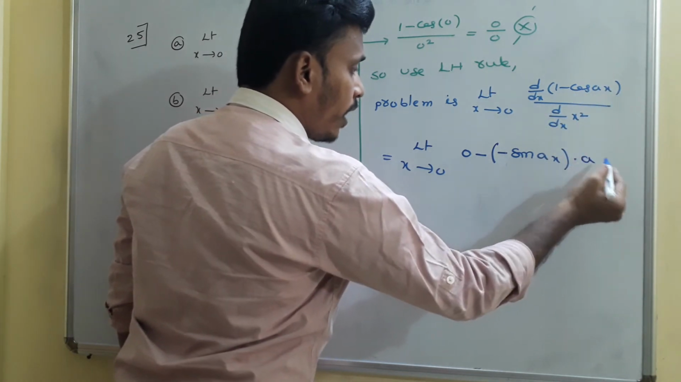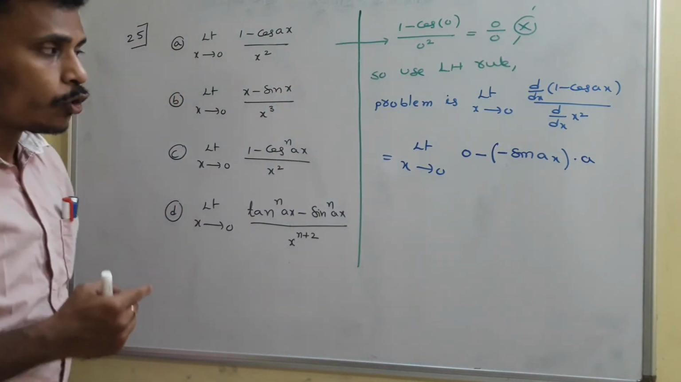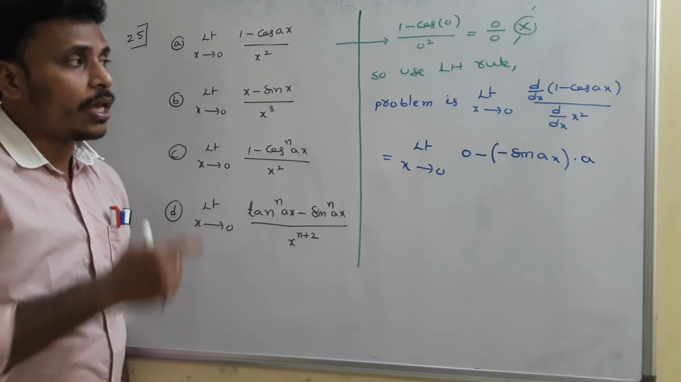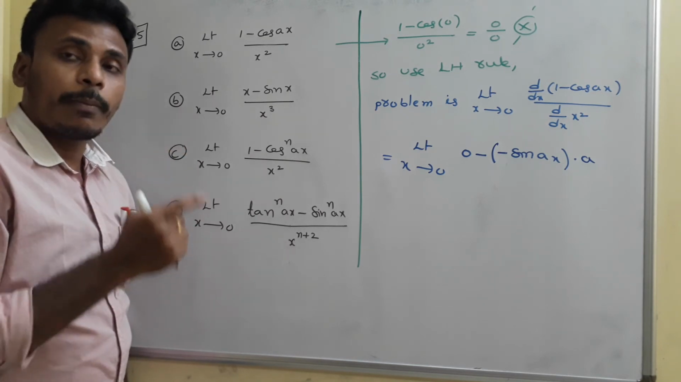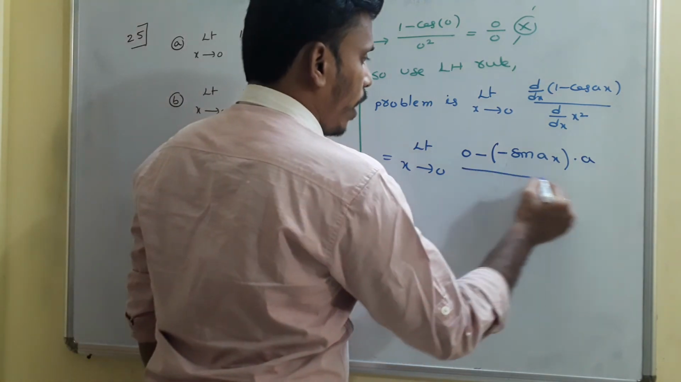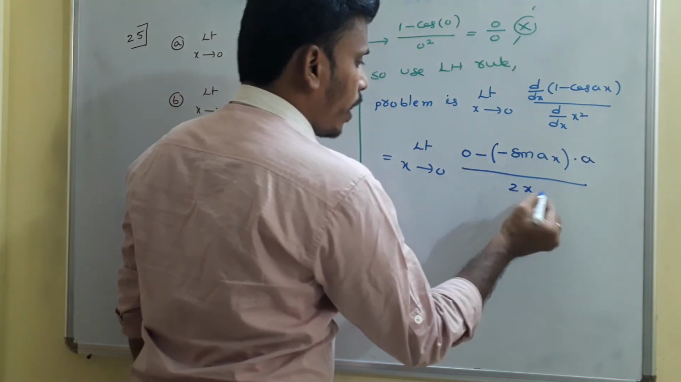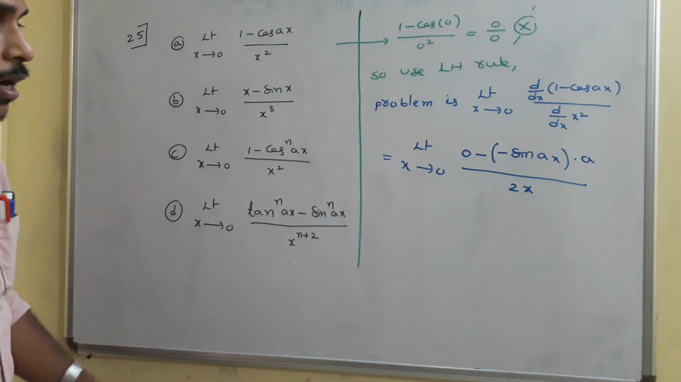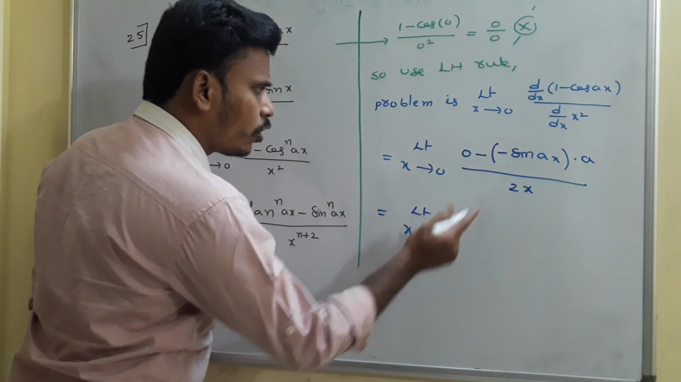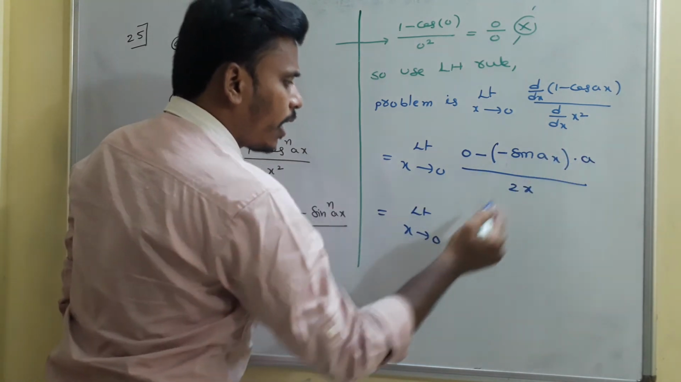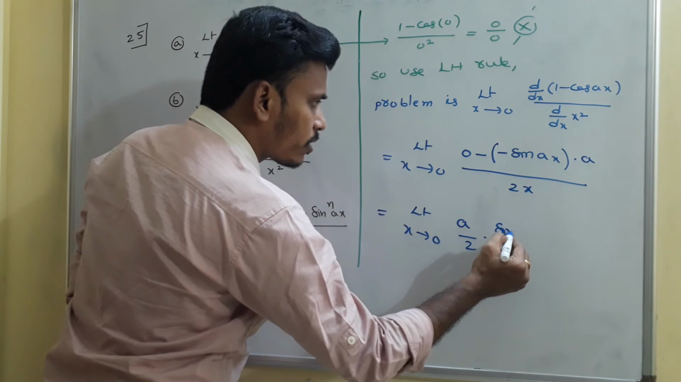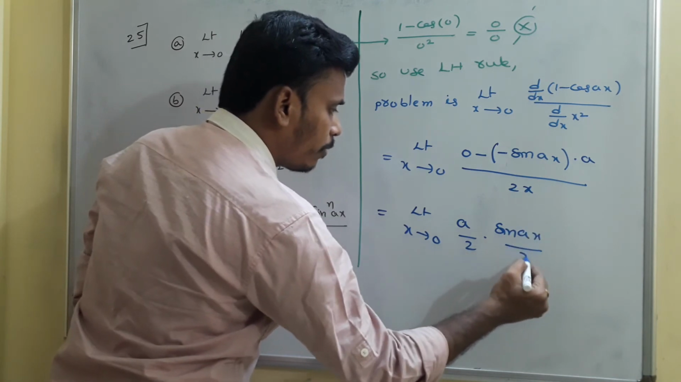So derivative of ax is a. I think if you know about the chain rule of derivatives, that will help you much. Cos ax, minus sin ax, and the derivative of ax is a, divided by the derivative of x square, which is 2x. And now this is equal to limit x tends to 0, minus of minus is plus, and this is a and this is 2. A by 2 into sin ax divided by x.